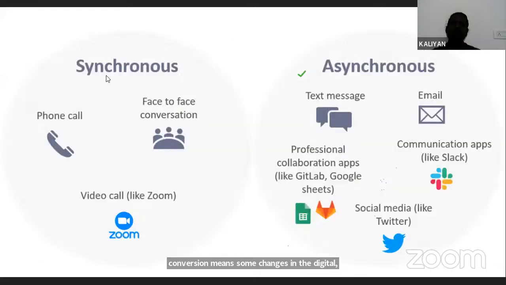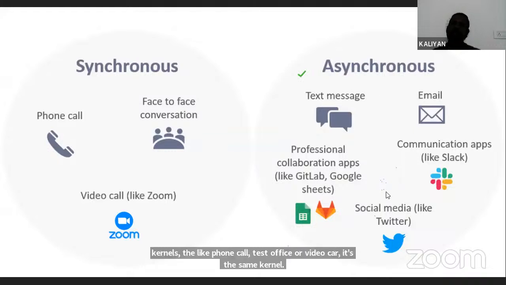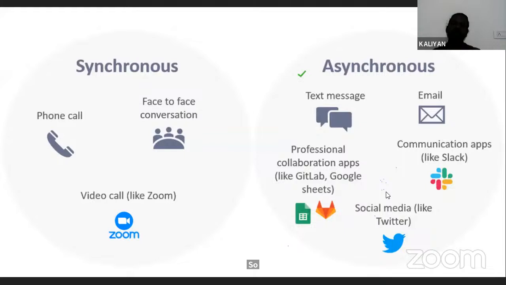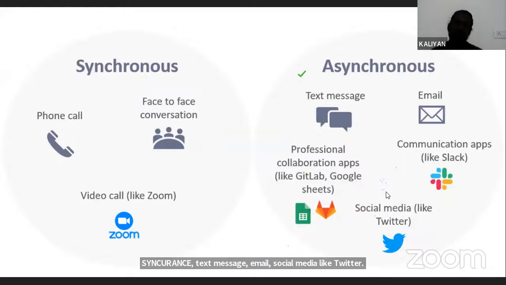Now, the difference between synchronous and asynchronous. A phone call, face to face, or video call is synchronous. Text message, email, and social media like Twitter are asynchronous. Other social media is also asynchronous. So these are the differences between synchronous and asynchronous. This is also important. Some questions will be asked from this, particularly on the synchronous and asynchronous topic.